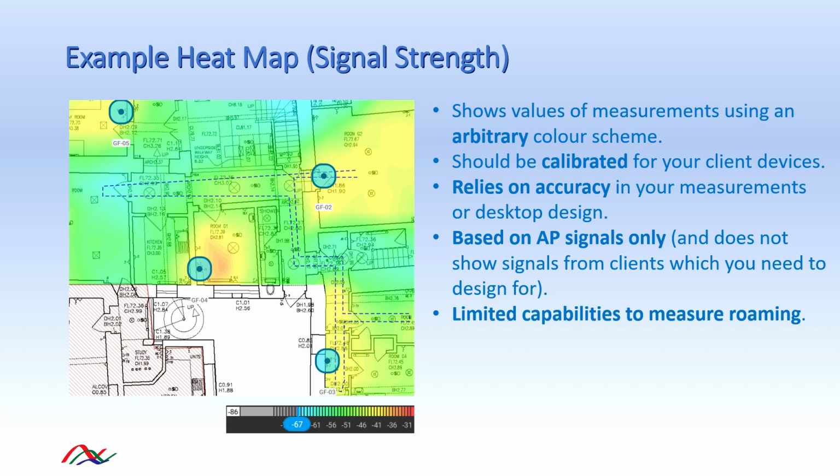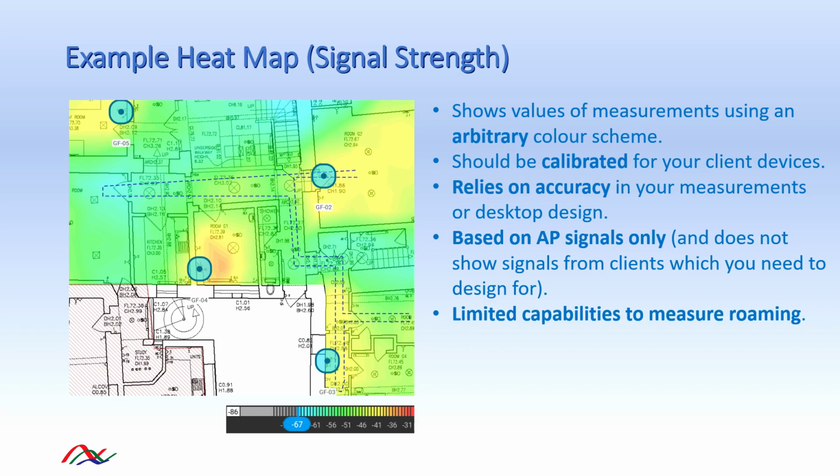If you don't measure losses across walls, or if a wall isn't built into a desktop model, then the heat map will be wrong, because the design tool will project values in the heat map as if the wall wasn't there. More importantly though, it only shows the signals from APs or devices behaving like APs. It does not provide and compare measurements for client devices, which are important for good two-way communication in your Wi-Fi design.